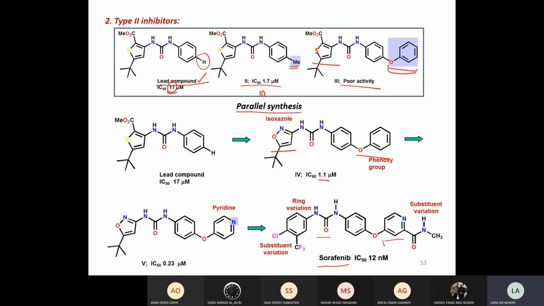Okay, so that's the part that will bind the adenine pocket, and for sure whatever is linked to it can reach to the hydrophobic pocket and the rest of the structure to the allosteric site. So it's actually a type 2. Sorafenib is a type 2 inhibitor.